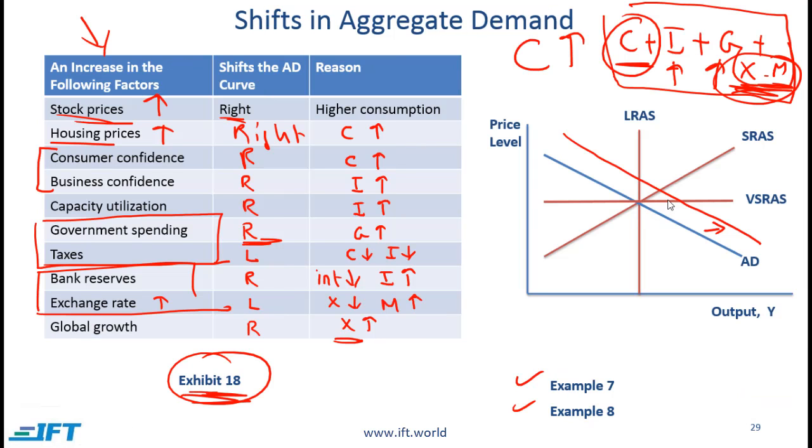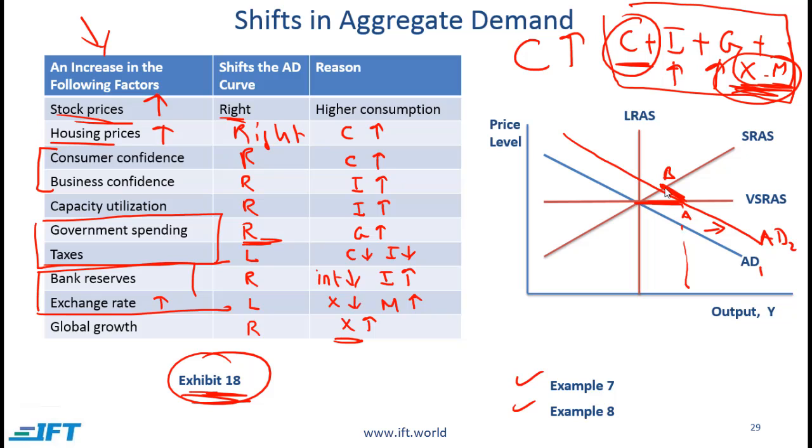There is actually one more point I want to highlight here before we talk about shifts in aggregate supply. When aggregate demand shifts to the right, so let's say we move from AD1 to AD2, in the very short run, output goes up and price level stays the same. But in the short run, prices go up, so then we move from point A to point B.